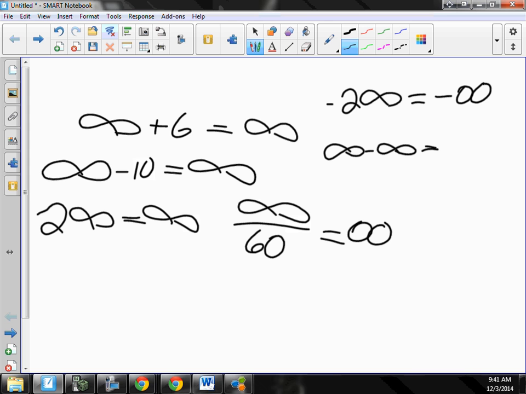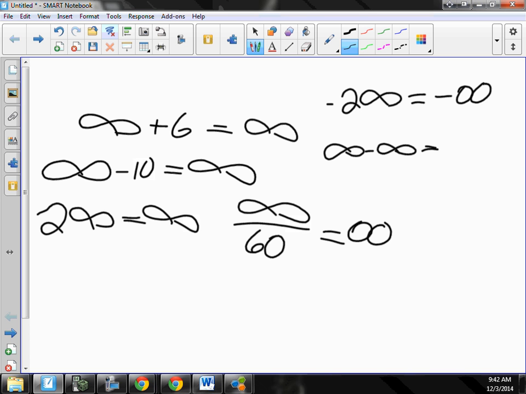All infinities are created equal, but some infinities are more equal than others. Anyone read that book? Animal Farm? All animals are created equal, right? But some animals are more equal than others.